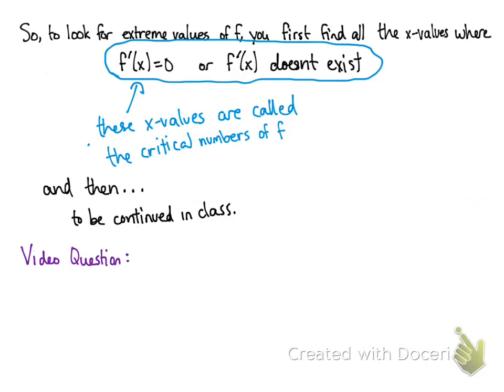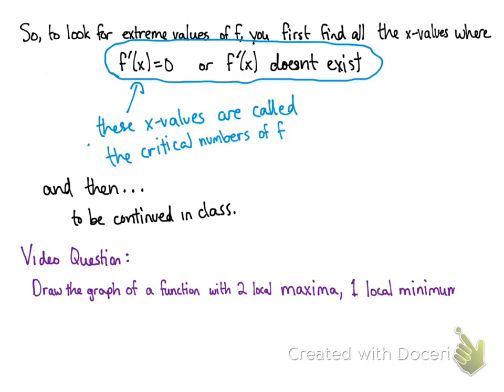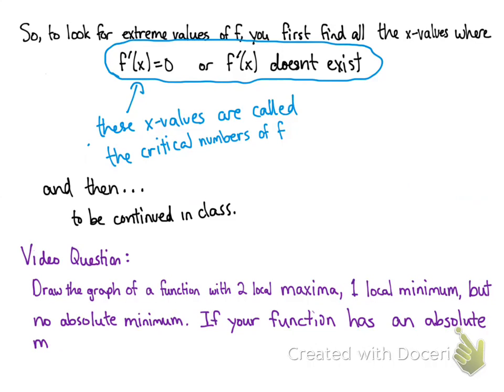But before then, here's a video question. I would like you to draw the graph of some function that has 2 local maxima, 1 local minimum, and no actual minimum, no absolute minimum. If the function you draw has an absolute maximum, mark it on the graph. If it doesn't, say it doesn't have an absolute maximum. But it should not have an absolute minimum, and it may or may not have an absolute maximum.